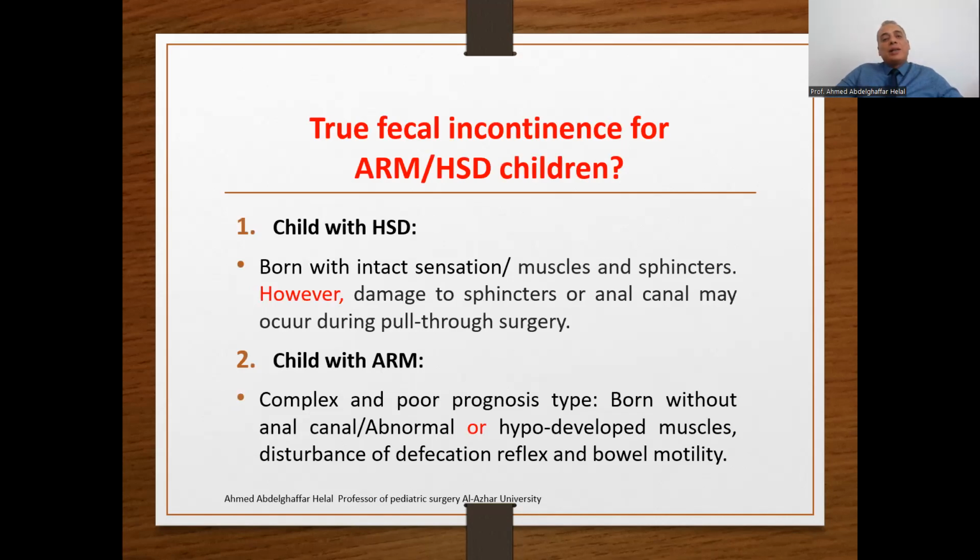Now, true fecal incontinence for anorectal malformation and Hirschsprung disease children. As we say, a child with Hirschsprung disease is born with intact sensation, muscles, and sphincters. However, damage to the sphincters of the anal canal may occur during the pull-through surgery. A child with anorectal malformations of two types may present with true fecal incontinence, yes, with a complex and poor prognosis type. Born without an anal canal, abnormal or hypodeveloped muscle, disturbance of the defecation reflex, and bowel motility.